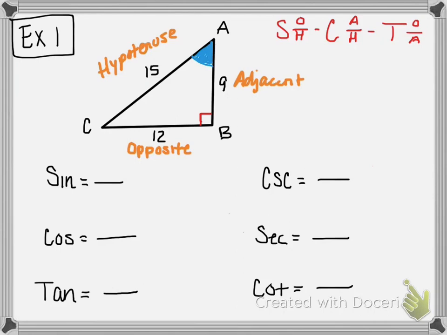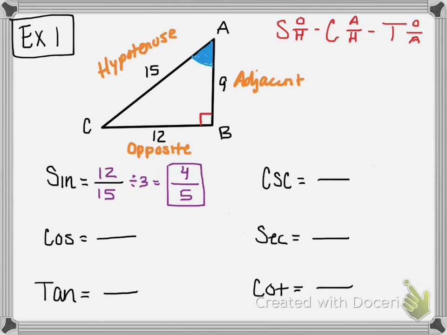So now that I have my three sides labeled, I'm going to start working on my fractions. The first one that I'm going to do is sine. Sine is opposite over hypotenuse. So the opposite side is 12, and the hypotenuse side is 15. And again, remember, if we can reduce these fractions, we want to. The number that goes into 12 and 15 is 3. So I'm going to divide my fraction, the top and the bottom, by 3. When I divide the top by 3, I get 4. When I divide the bottom by 3, I get 5. And 4 over 5 is my sine of this function.